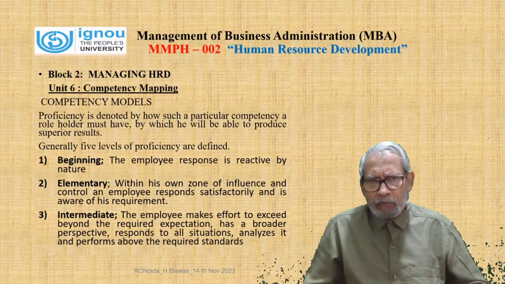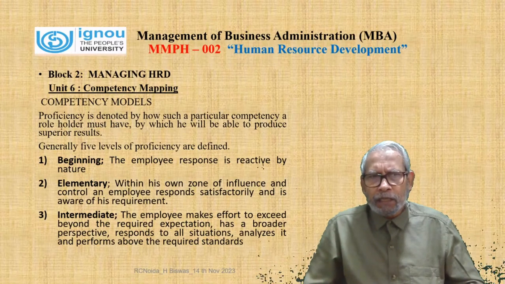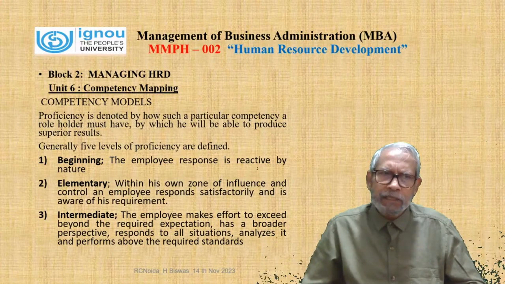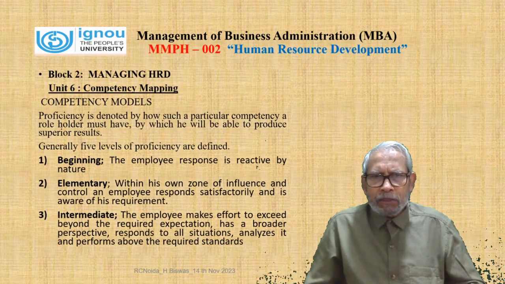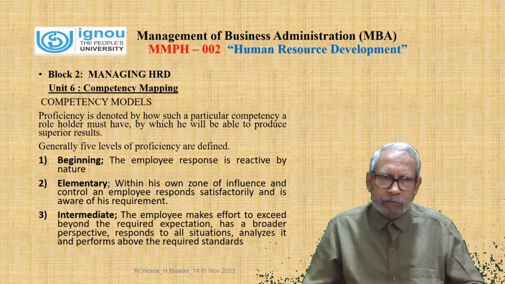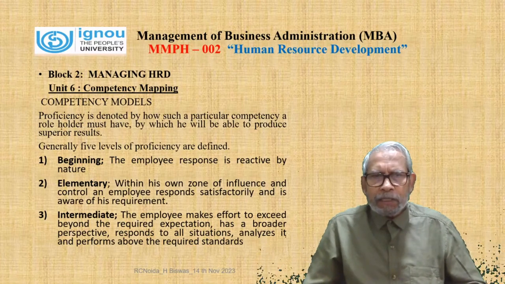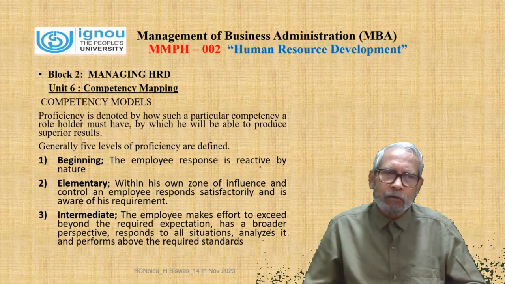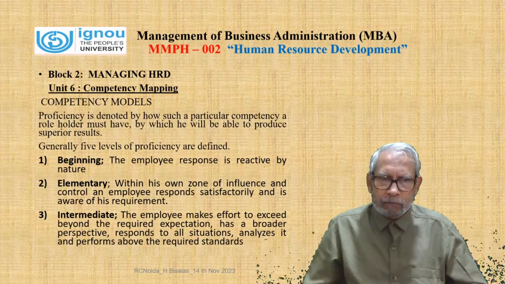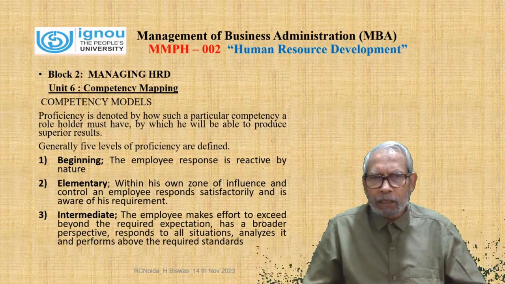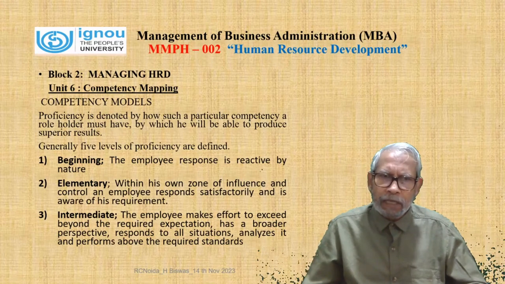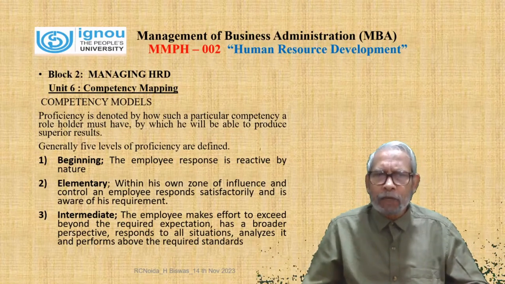So in competency modeling, there are five levels of proficiency that are defined. The first is the beginning. The employee response is reactive by nature, as we've seen. So that is the beginning part. Second is elementary. Within his own zone of influence and control, an employee responds satisfactorily and is aware of his requirement. That is the elementary part. First of all, he should understand what the requirement is. Self-satisfactory functions. When the employee has to decide, he has to self-control: okay, I have to do these things.